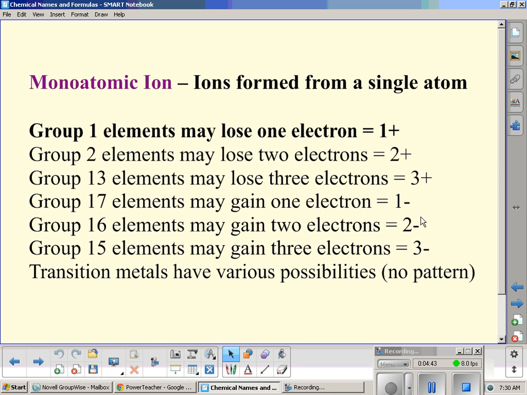Now, these patterns don't apply for every single element in these groups, but it is a good trend to be aware of, and it can save you an awful lot of time when you're trying to figure out charges and balancing them. Transition metals, that big D block right in the middle of the periodic table, there's really no pattern to how these fill in. And we'll talk about those later too.